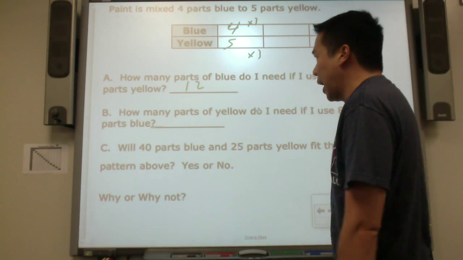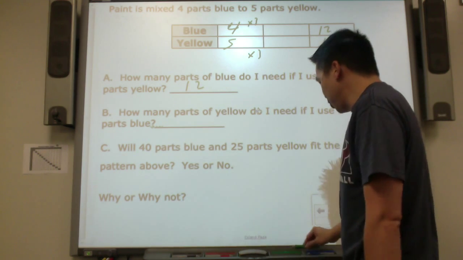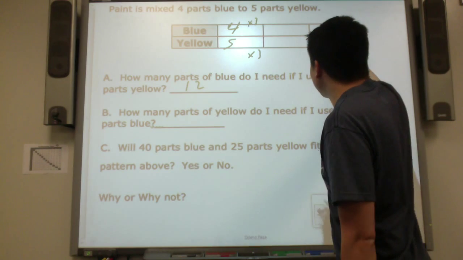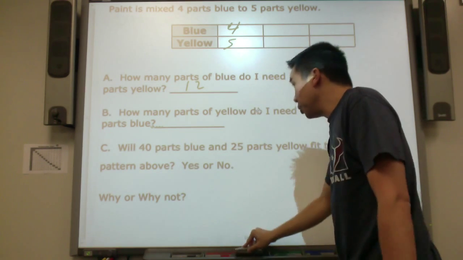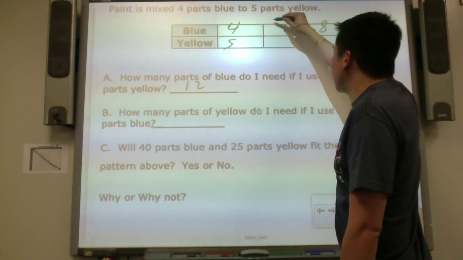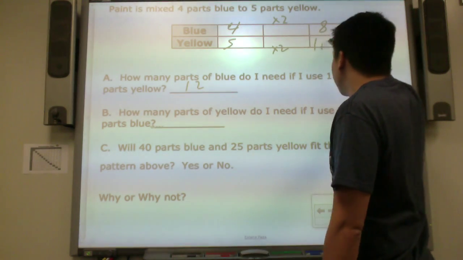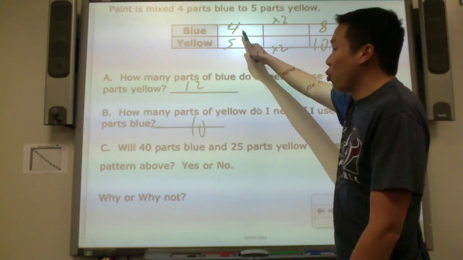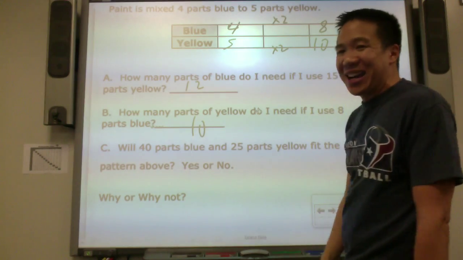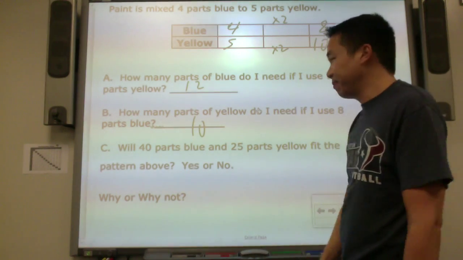12-part blue. How many parts of yellow do I need if I use 8-part blue? So let me erase this. 8-part blue goes here. So the scale factor is 2, so 10. And 4 to 5 is equivalent to 8 to 10, a proportion.